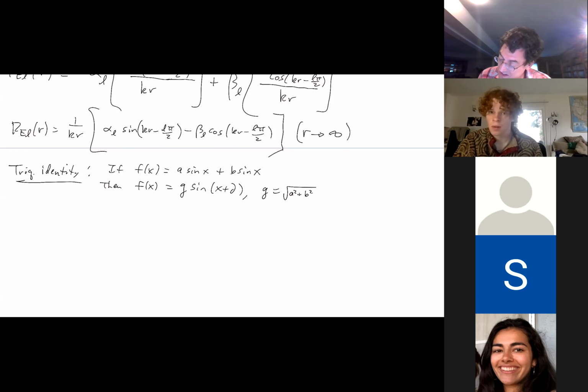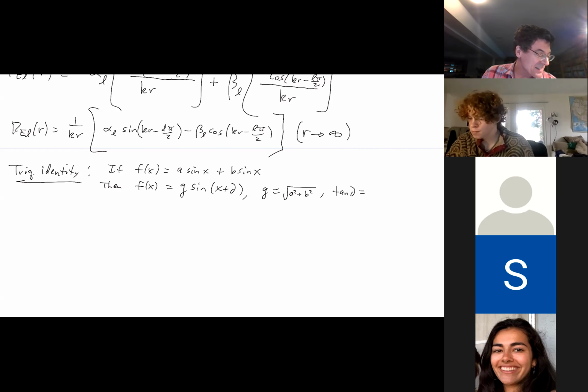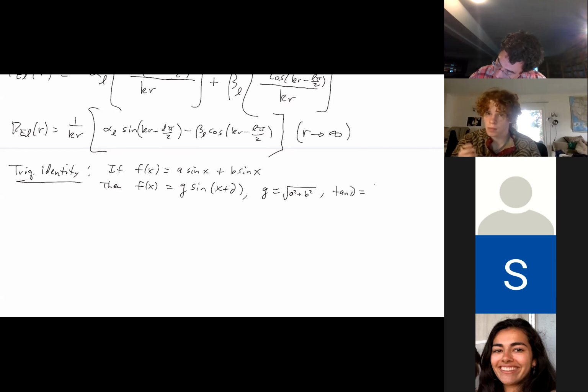G equals the square root of a squared plus b squared, and delta is equal to what? Actually, I'll do it. This is the more famous way of writing it. I say tangent of delta is equal to what? B over A or A over B? B over A. Yeah, you nailed it. That's exactly right. And so we would say then that delta is equal to inverse tangent of B over A.